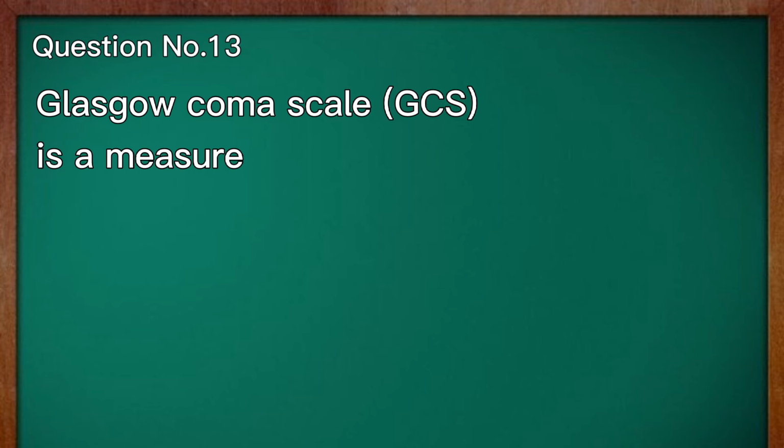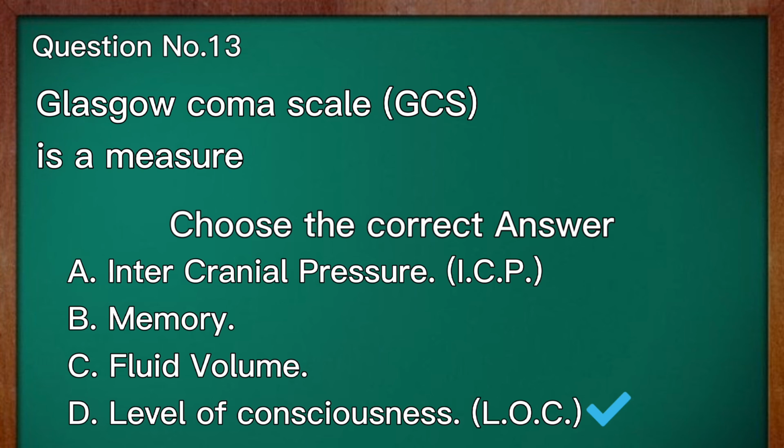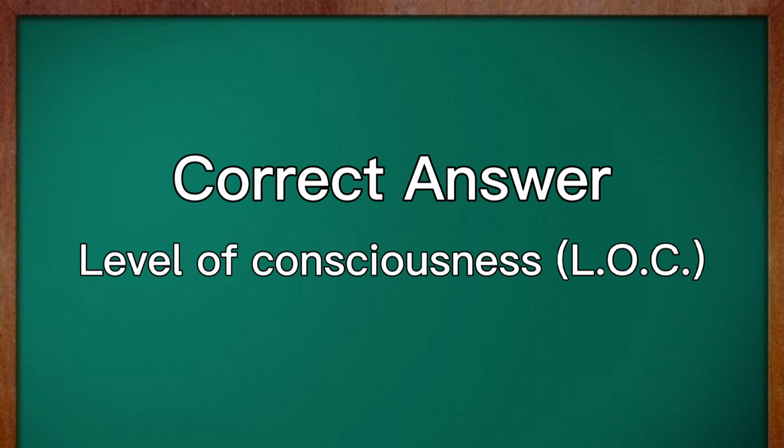Question number 13. Glasgow Coma Scale is a measure of. Choose the correct answer. A. Intracranial pressure, ICP. B. Memory. C. Fluid volume. D. Level of consciousness, LOC. Correct answer: Level of consciousness, LOC.